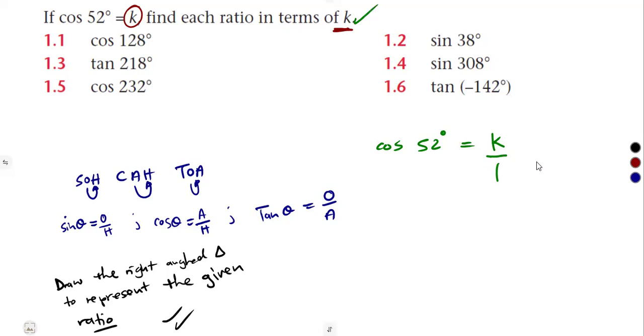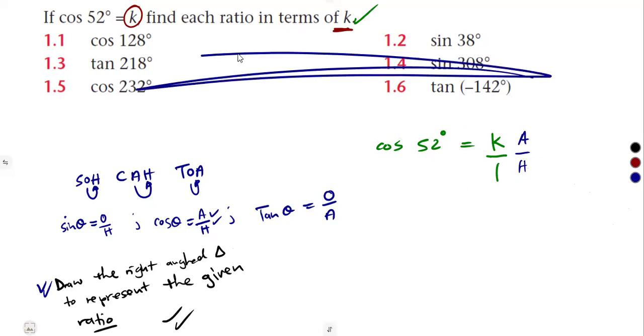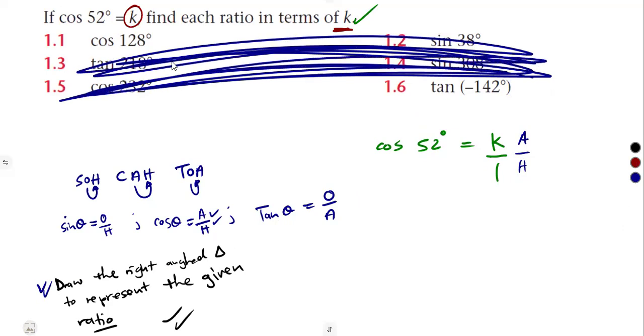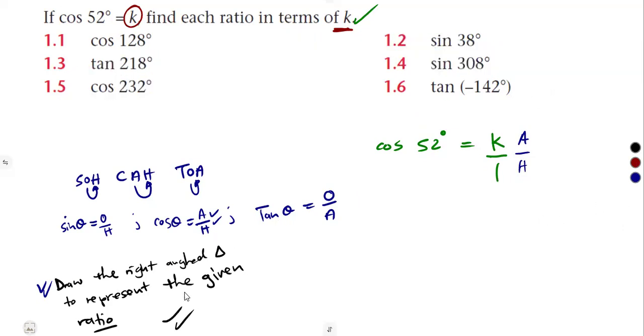Find each ratio in terms of K. So remember cos. From here, cos is adjacent over hypotenuse. So you're given adjacent and hypotenuse. So you must draw the right angle triangle to represent what you are given before you even try to attempt this. Represent the triangle that has this information. So our triangle is going to be like this.